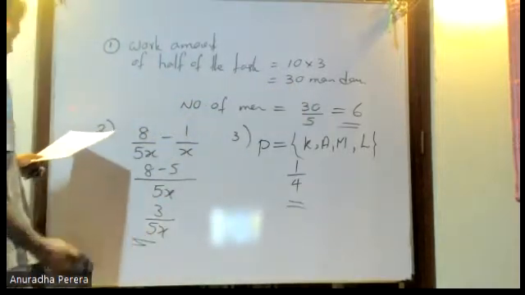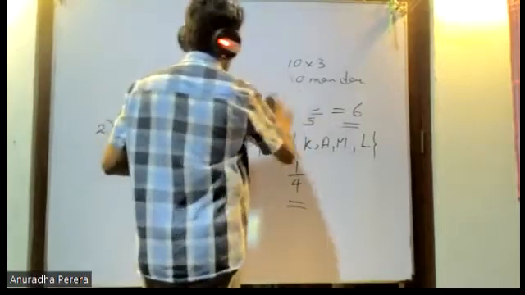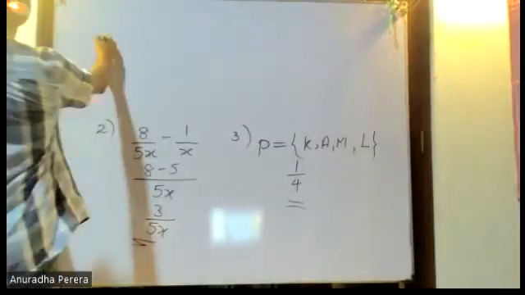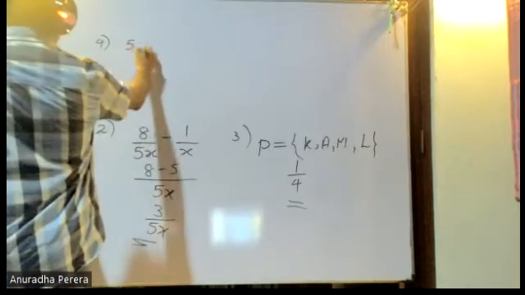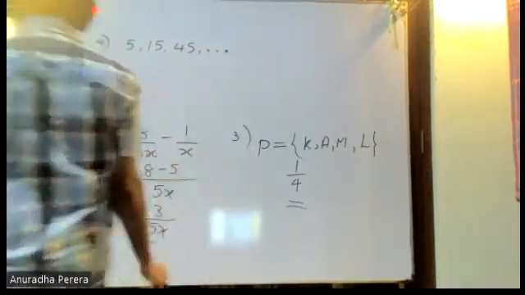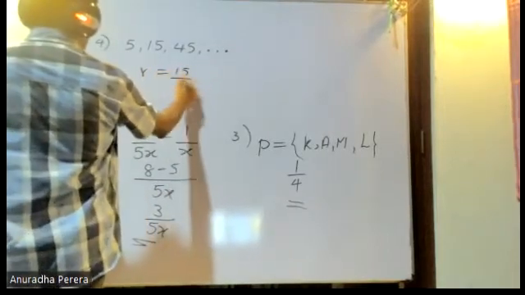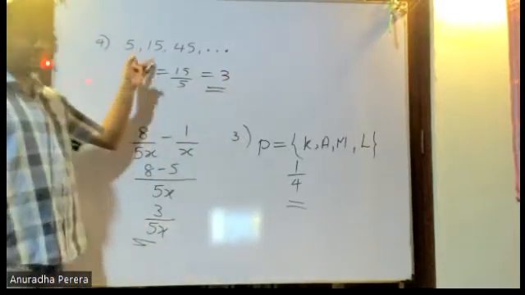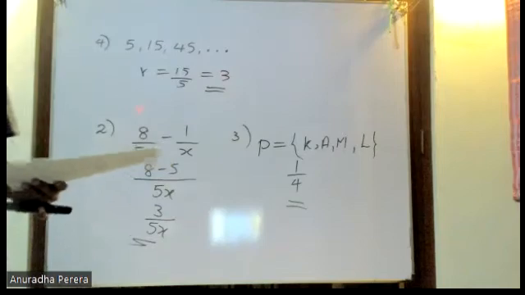Sorry, fourth one. Find the common ratio of the geometric progression 5, 15, 45. We need the common ratio R equals 15 over 5, which is 3. The common ratio is 3. To find it, we can divide when considering two consecutive terms. Divide second term by the first term. It is 3.